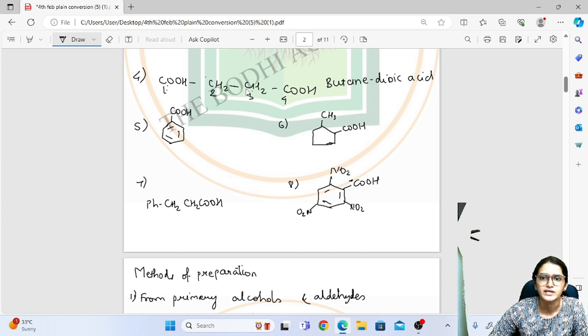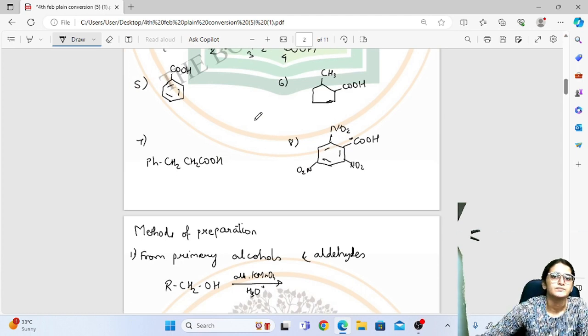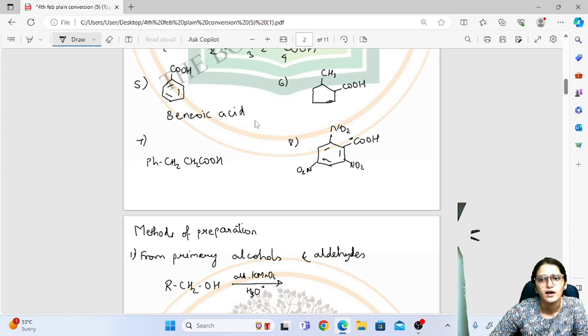Okay, and no need to write the substituent numbers or the main compound numbers over here, because you can directly determine that the 2 groups will be present on these 2 particular carbons only. Okay, so this will become butane dioic acid. Now next is a COOH group attached to the benzene ring. The name will be benzoic acid. Okay, the common name as well as the IUPAC name is benzoic acid.